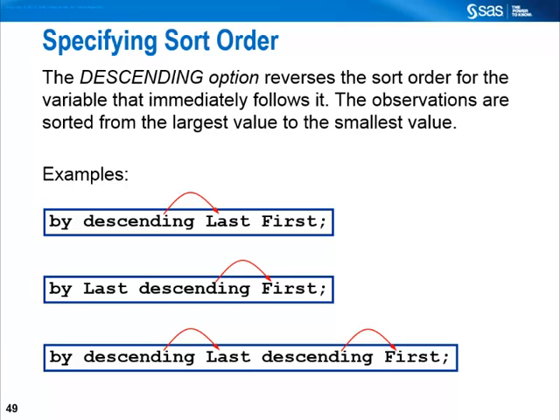So with descending last name, if Z is the start of a last name, the sort would start with Z, and then first name would be sorted ascending. In the second example, the last name would be ascending and the first name would be descending. And in the very last example, the last name would be descending as well as the first name, which will also be descending.